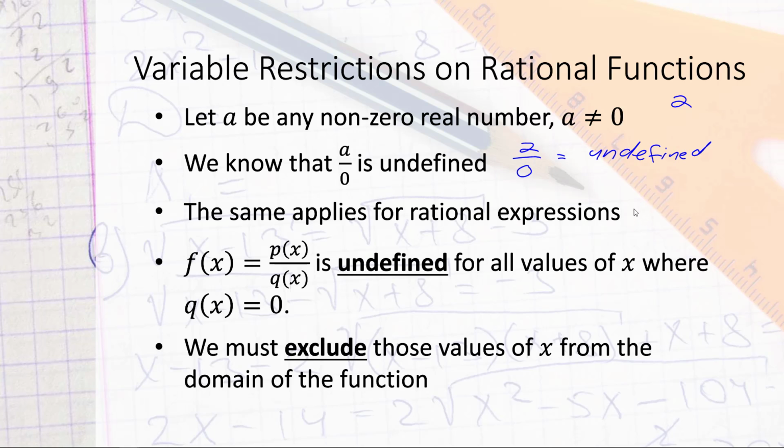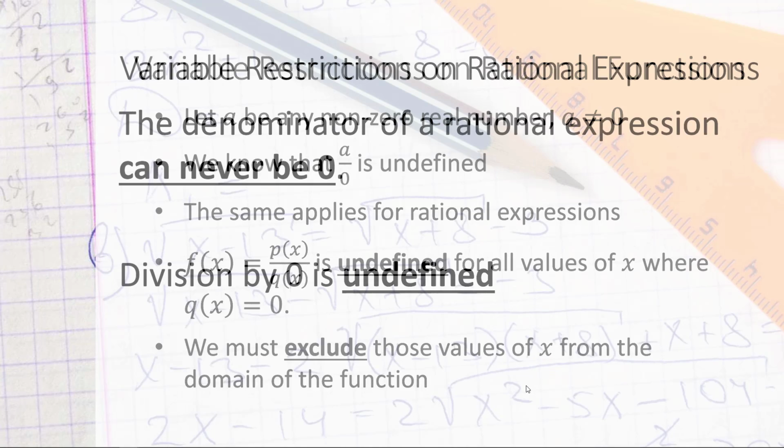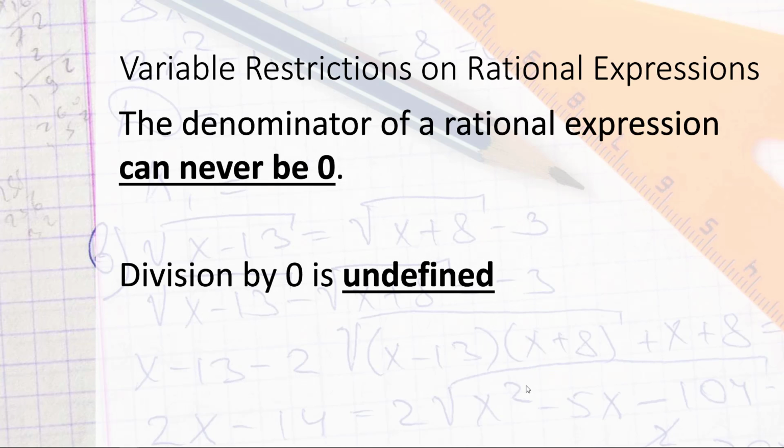Well, this concept also applies for rational expressions. As a consequence, the ratio of p of x to q of x is undefined whenever q of x is equal to 0, and we need to exclude those values of x. To make that point again, just to be redundant, the denominator of a rational expression can never be 0. q of x is not allowed to be 0 because division by 0 is undefined. So we are going to want to find all values where q of x is equal to 0 and exclude them. So we want to exclude all x's where q of x is equal to 0.